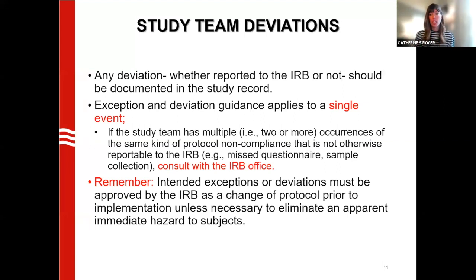So if you have a subject in and something is going wrong and you're like, our protocol requires us to dose this medication in this way, but something is clearly going wrong and we need to not do that. That would be to eliminate an apparent immediate hazard. That doesn't happen often, and those are usually an unanticipated problem and kind of a big deal when you have to deviate because something is clearly going wrong right then in the minute. You can do what you need to do because obviously subject safety always comes first. But in general, if you are planning to deviate in some way, you need to submit that as a change of protocol prior to implementation.